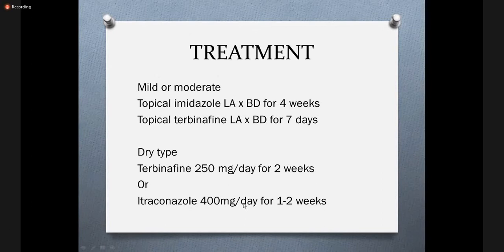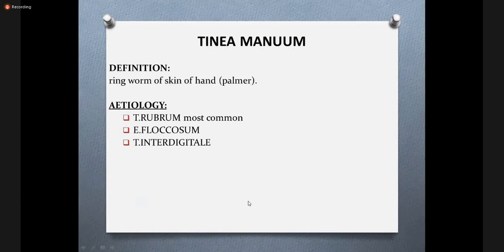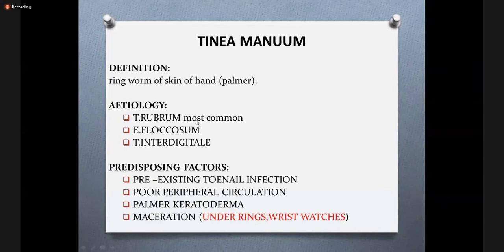Okay. Now, tinea manuum. It is a ringworm of the skin of the hand, the palmar surface of the hands. It is caused by Trichophyton rubrum, most commonly. Now, the predisposing factors are pre-existing toenail infection. If there is any fungal infection at any other site, it can spread to the hand. Poor peripheral circulation, like in diabetes, is most common in diabetes. All the infections are common, obviously, in immunocompromised patients.